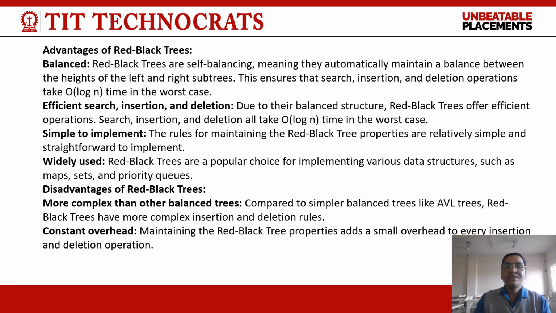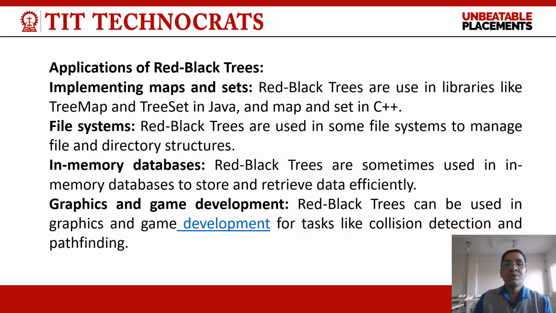Advantages of red black tree. Balanced: red black trees are self-balancing, meaning they automatically maintain a balance between the height of the left and right subtrees. This ensures that search, insertion and deletion operations take O(log n) time, even in the worst case. Efficient search, insertion and deletion, simple to implement, widely used. Disadvantages of red black tree: more complex than other balanced trees, and constant overhead.